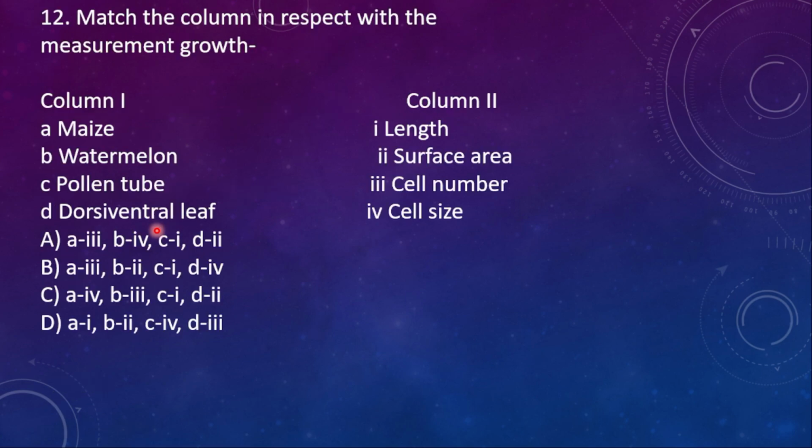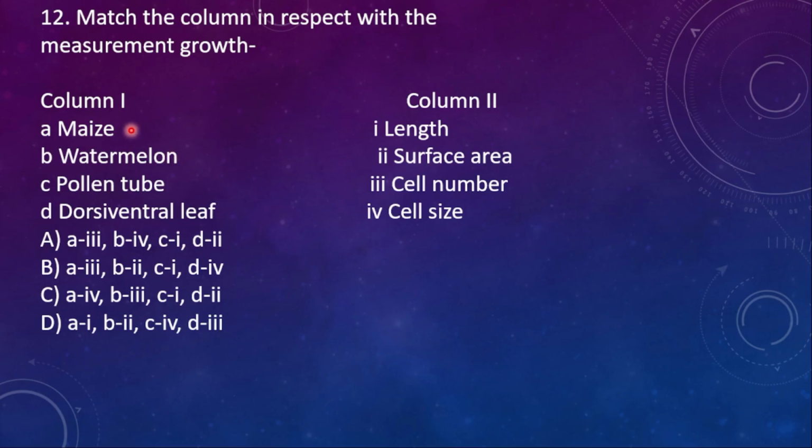Next one, 12th question. Match the column in respect with the measurement of growth. Column 1 and then column 2. Maize, watermelon, pollen tube and then dorsiventral leaf. Here length, surface area, cell number and cell size.